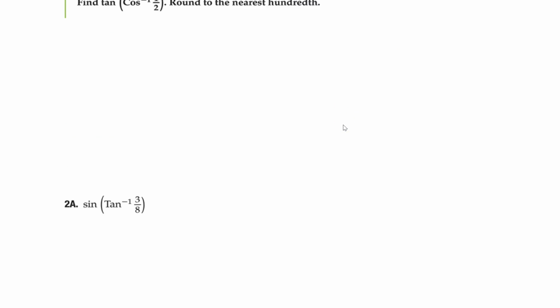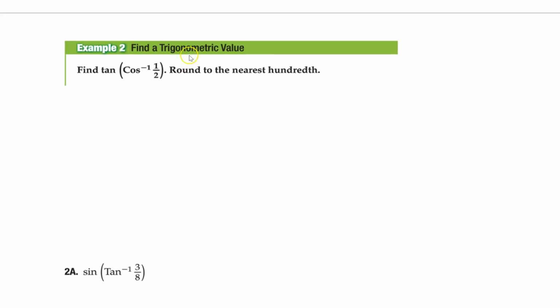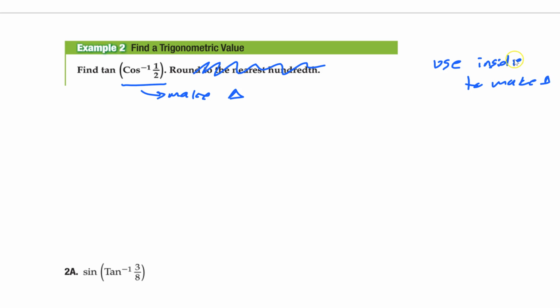Next part is my favorite part of today. So this part is find the trig value of tan of cosine inverse of negative 1/2, round to the nearest hundredths. We're not even going to do that part. We don't need that. We want fractions. This is one of my favorite things to do in trig. So find tan of this. What we do is use the inside to make a triangle. Notice how in all these, the inside is the inverse function.